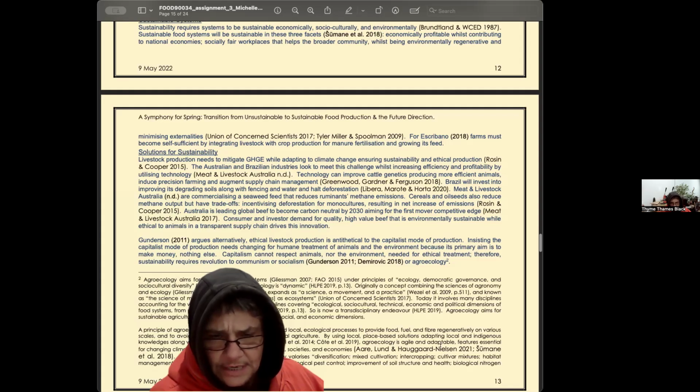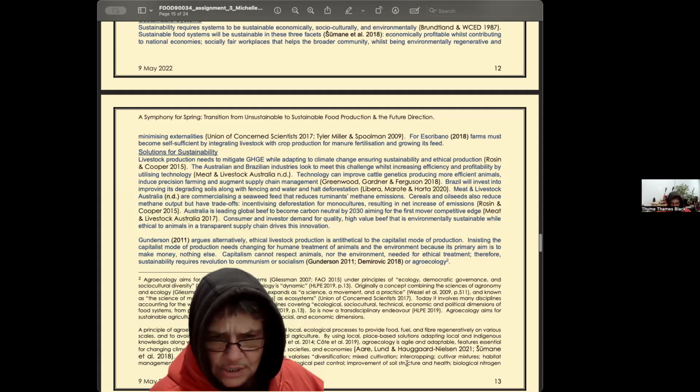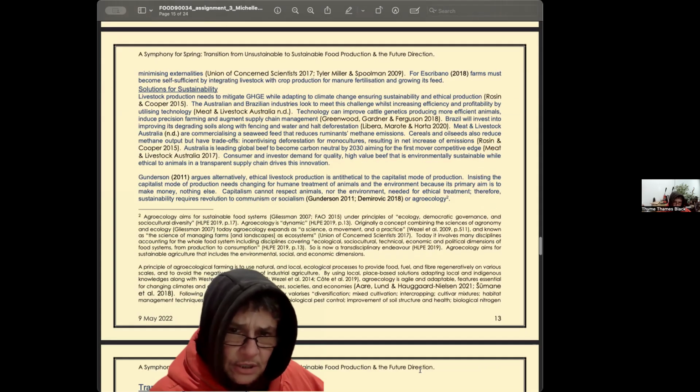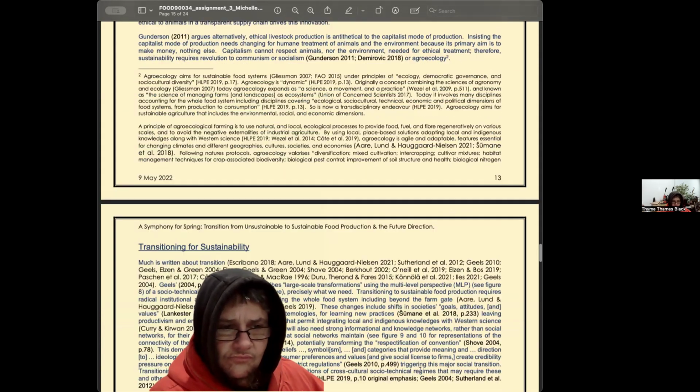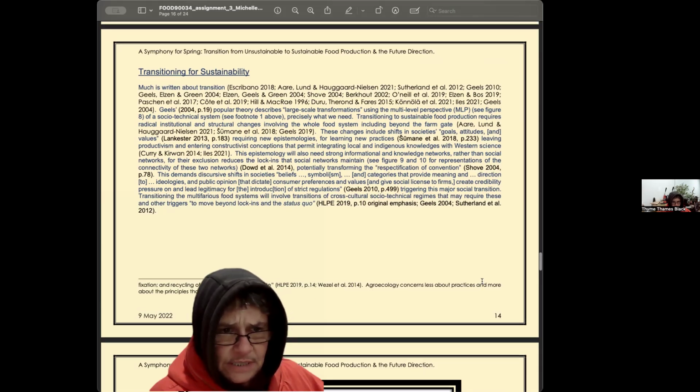Agroecology is agile and adaptable, features essential for changing climates and different geographies, cultures, societies, and economies. Following nature's protocols, agroecology valorizes diversification, mixed cultivation, intercropping, cultivar mixtures, habitat management, techniques for crop-associated biodiversity, biological pest control, improvement in soil structure and health, biological nitrogen fixation, and recycling of nutrients, energy, and waste. Agroecology concerns less about practices and more about principles that found practices.